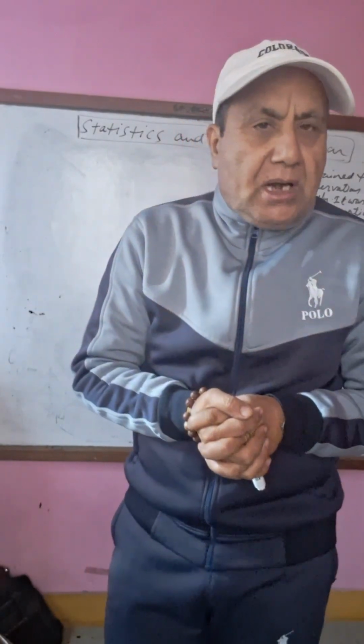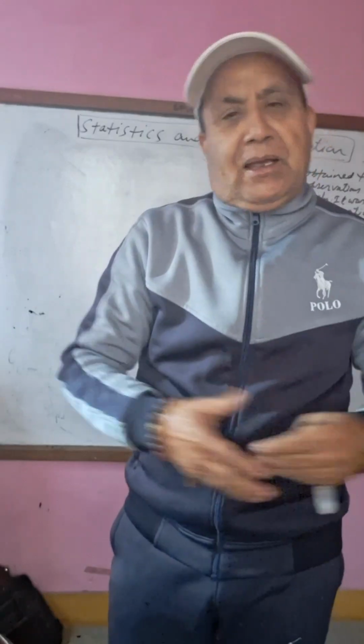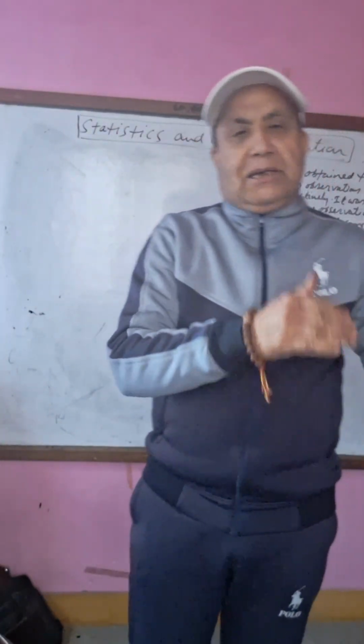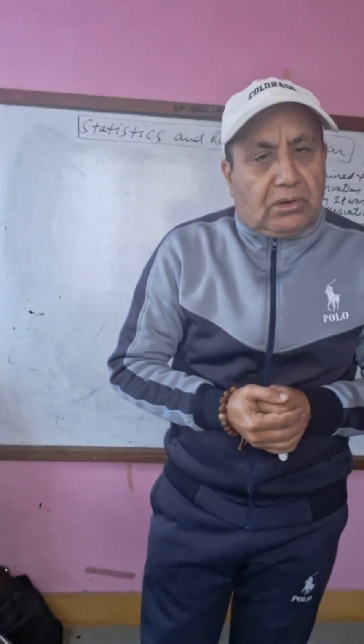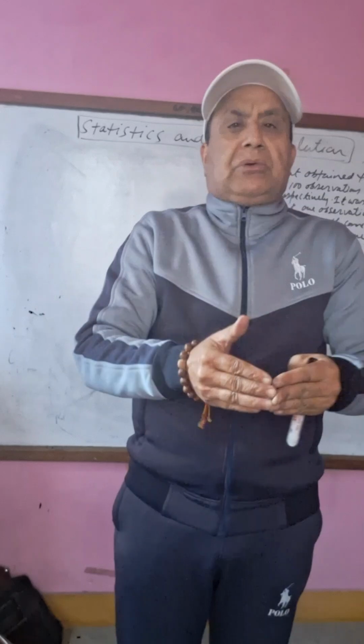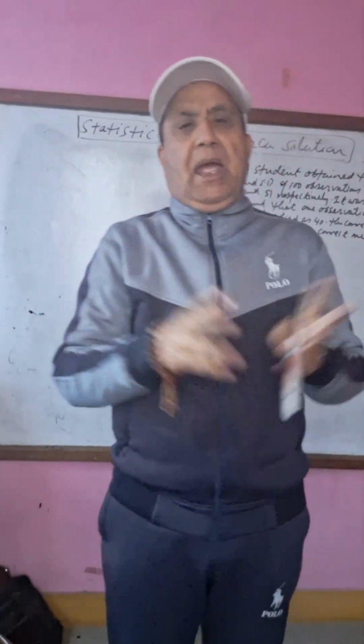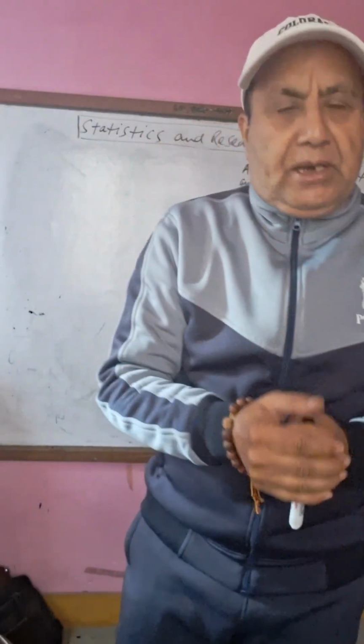During the calculation of mean and standard deviation, one observation is wrongly noted, wrongly copied. If one observation is wrongly noted, then the mean value and standard deviation are also wrong. Then we include the right value of the observation. What will be the correct value of mean and the correct value of standard deviation?